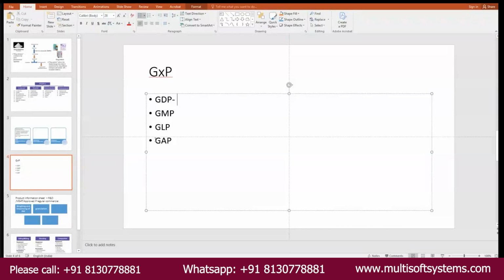So in below, this one and this one are related to the MES. Why? Because it's a good manufacturing practice. It's a laboratory, so laboratory and QC.